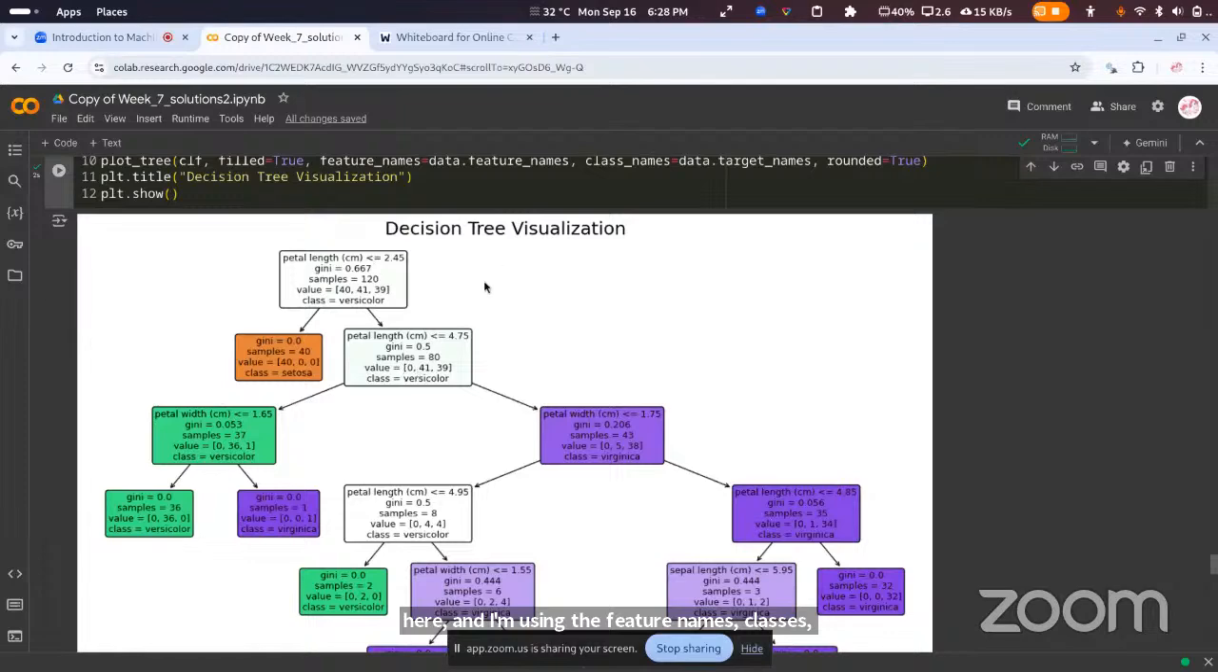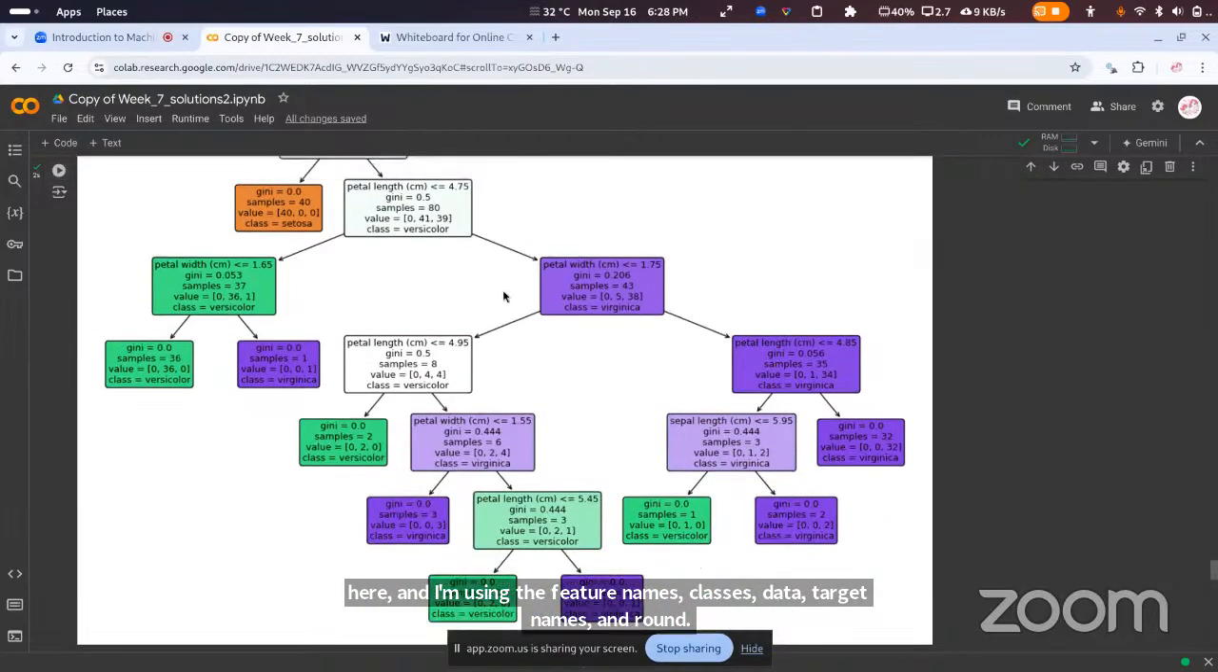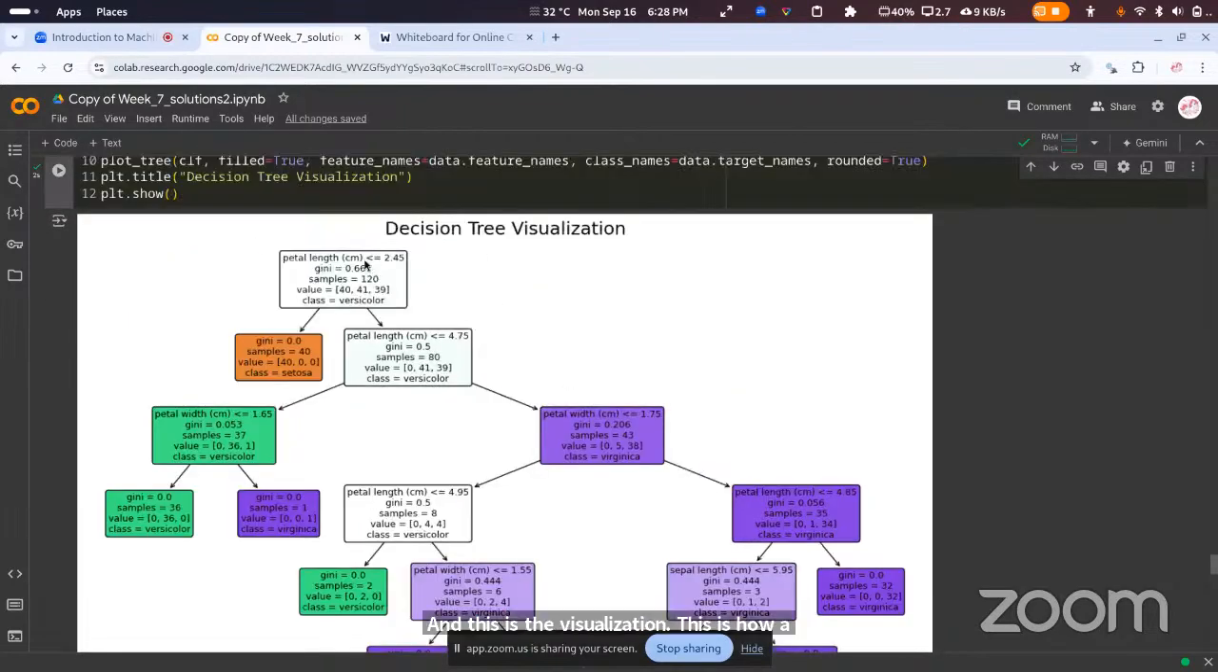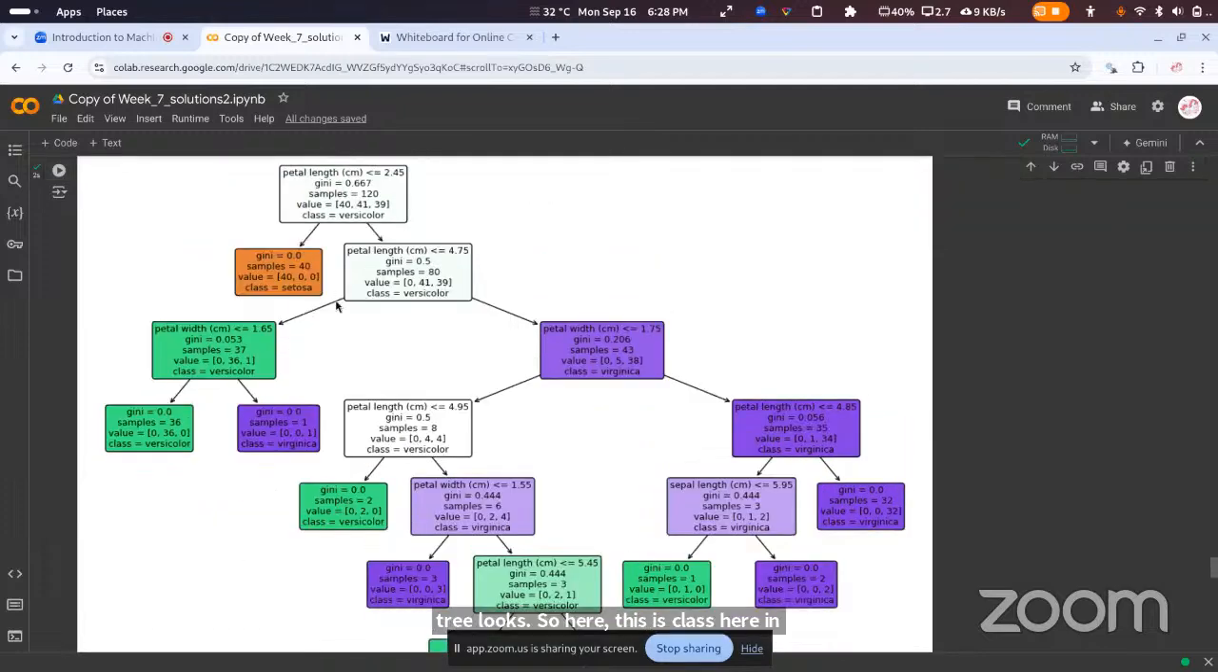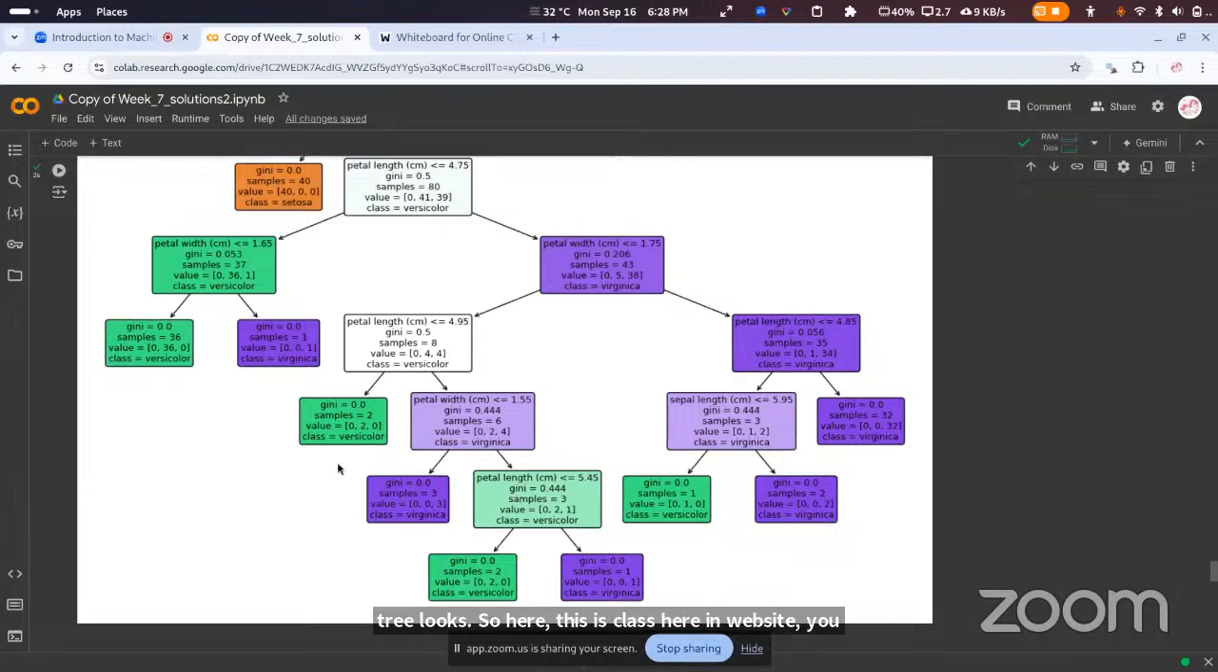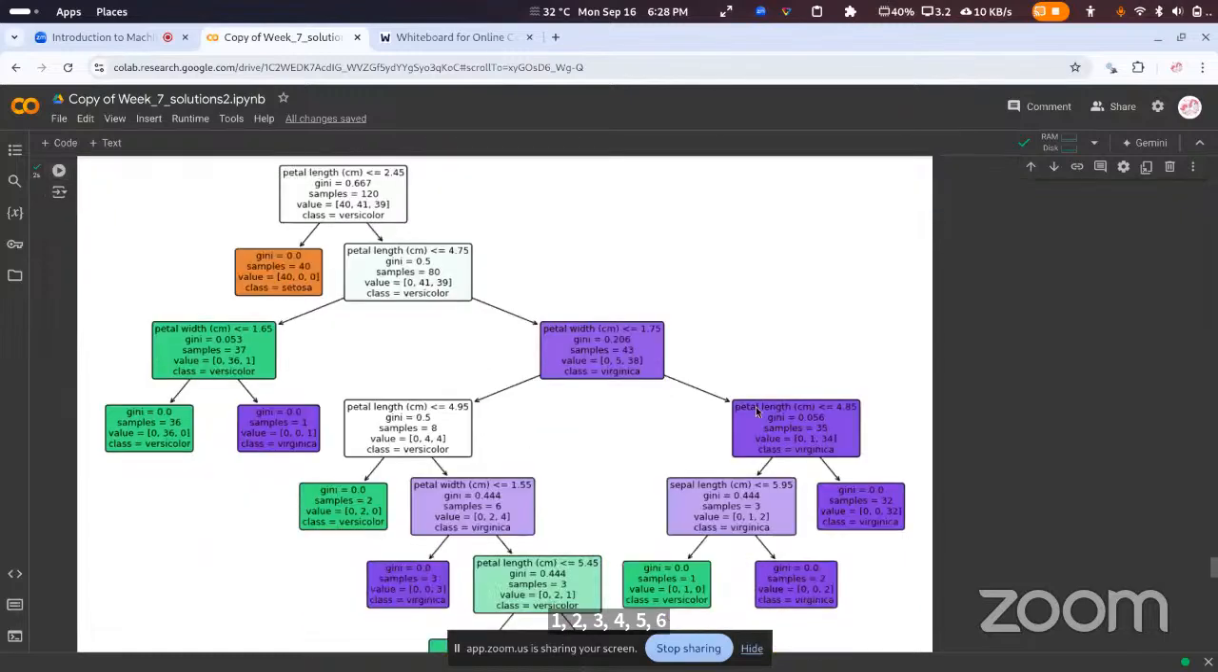So this is the visualization. This is how a decision tree looks. Here this is the left class. On the left side you have only one leaf node, and on the right side you have many leaf nodes. That is 1 2 3 4 5 6, sorry, 1 2 3 4 5 6 7. There are 7 leaf nodes in the right subtree. So this is how a decision tree looks.